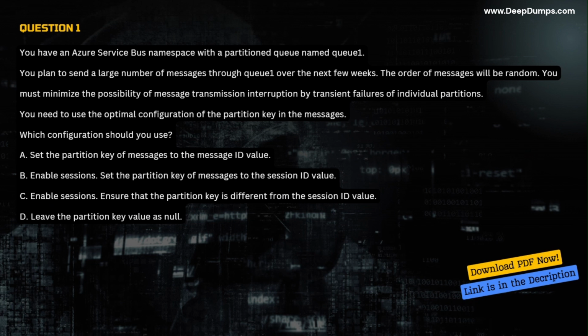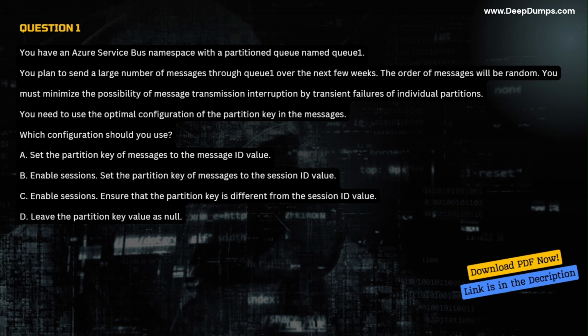Question 1. You have an Azure Service Bus namespace with a partition queue named Q1. You plan to send a large number of messages through Q1 over the next few weeks. The order of messages will be random. You must minimize the possibility of message transmission interruption by transient failures of individual partitions. You need to use the optimal configuration of the partition key in the messages. Which configuration should you use?